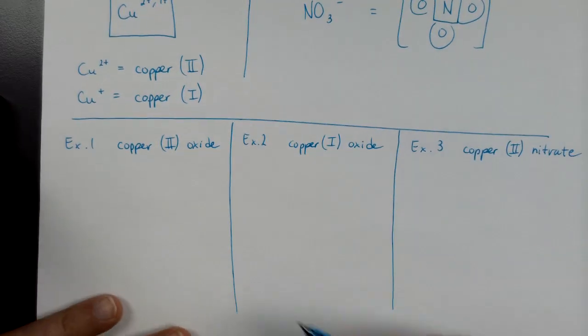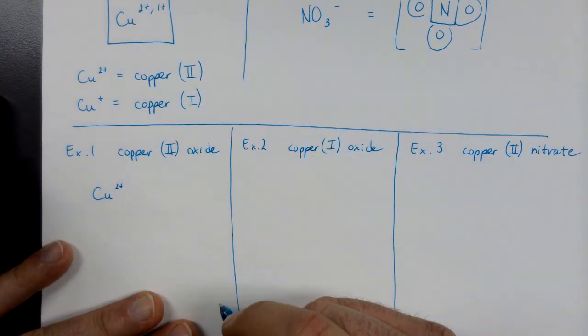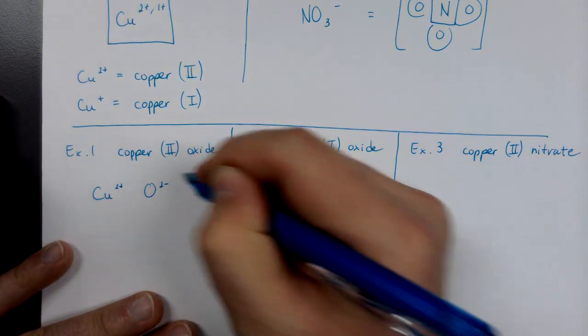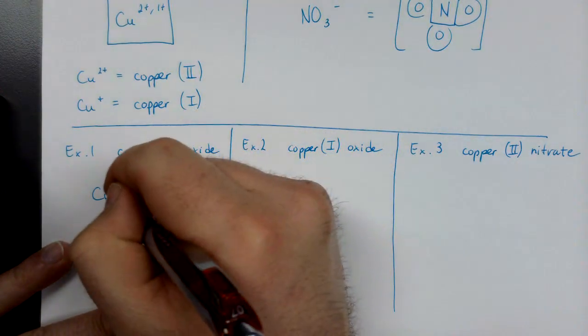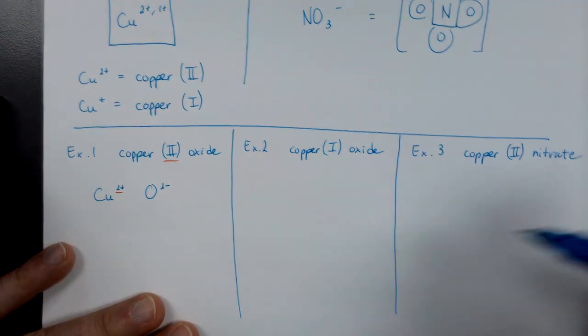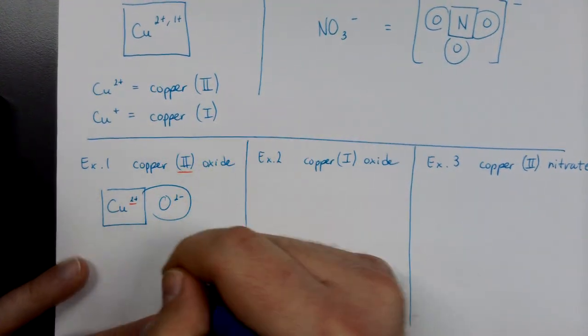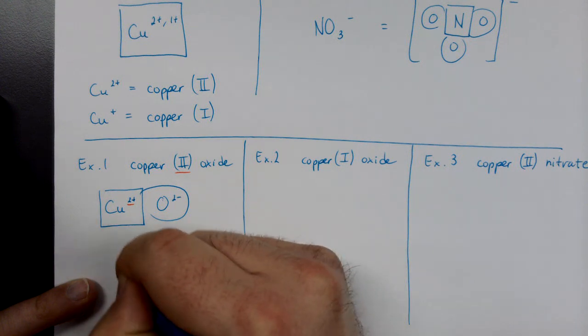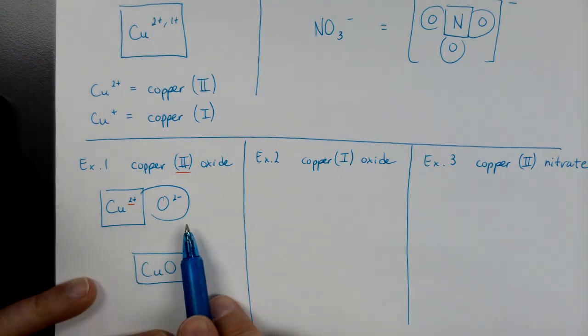Okay, copper 2 oxide. So copper 2 is telling me this is Cu2 plus, and we know oxygen is 2 negative. Note that that 2 refers to the charge of copper 2. To balance this out, we just need a single copper 2 plus to balance out my single oxygen 2 negative.